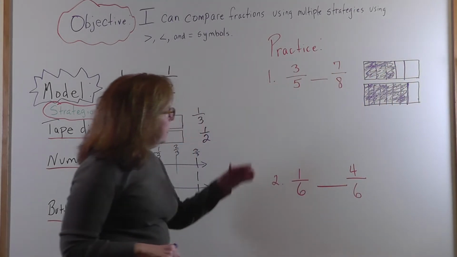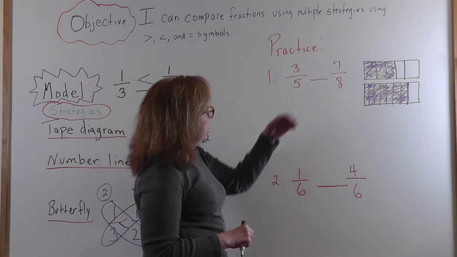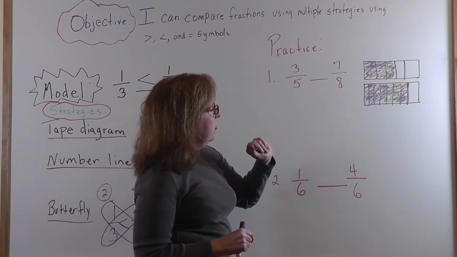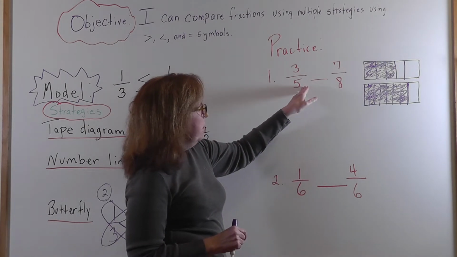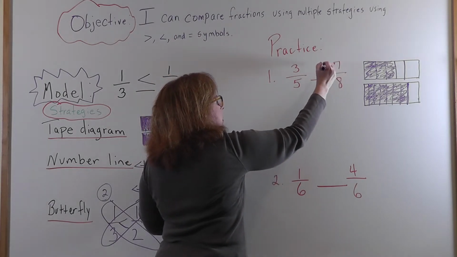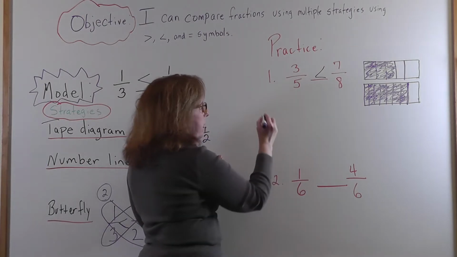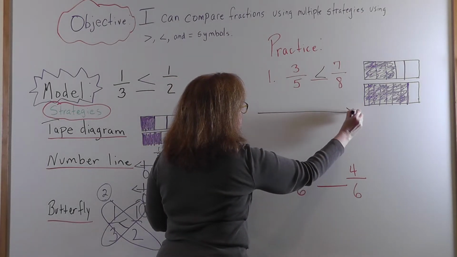Now, let's do the number line. So, I'm going to put my symbol in here. I'm going to say, oh, I know that 7/8 is greater than 3/5. So, the smaller number eats the larger number. The alligator's eating 7/8.